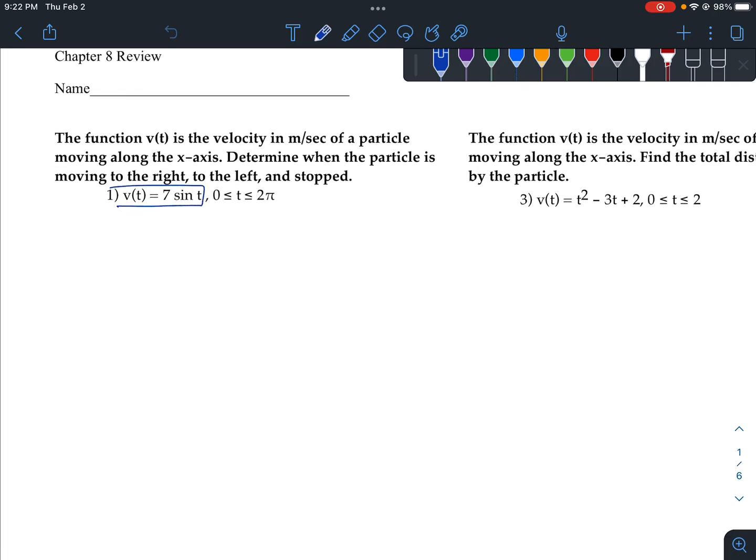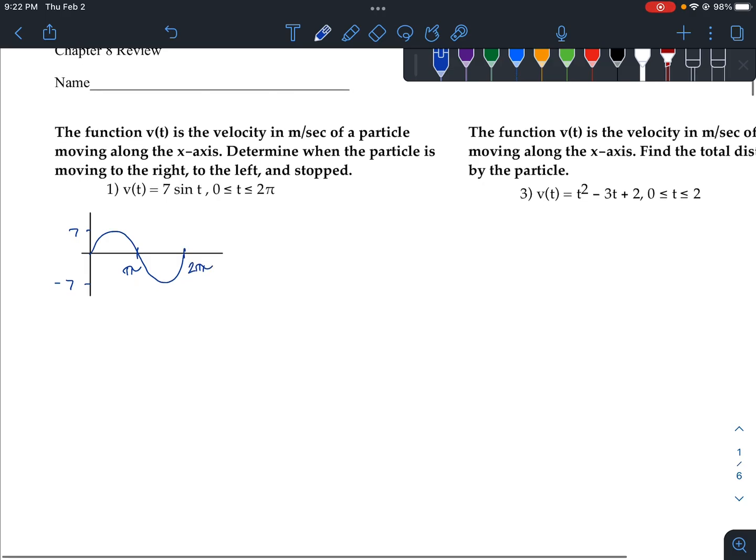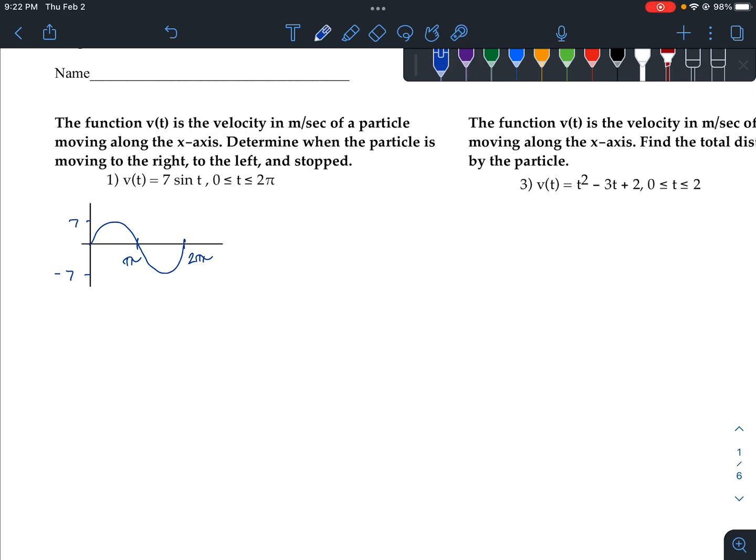So thinking about what 7 sine of t would look like, if you were to make a small graph of a sine wave, let's call this 7 and call this negative 7. From 0 to 2 pi, this would be pi, and this would be 2 pi. So you can see that this is the velocity curve, v of t, and the velocity is positive here, negative here, 0 in 3 different locations, including 0 and 2 pi.